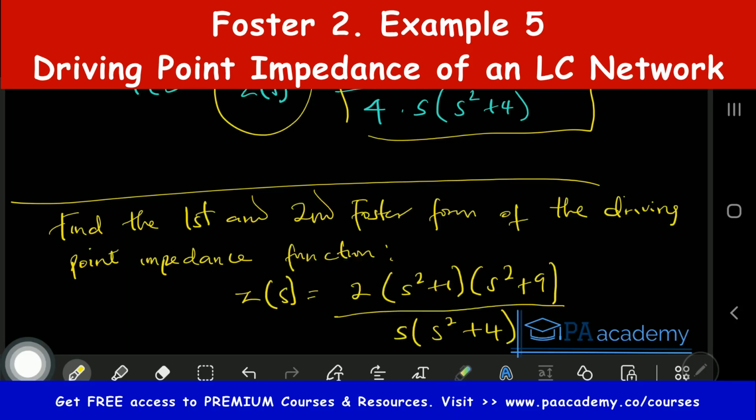So here is the question. It says, find the first and second Foster form of the driving point impedance function. So we have Z of s equals 2 into bracket s squared plus 1 into bracket s squared plus 9 over s into bracket s squared plus 4. So go ahead and attempt this and let me know what your answer is in the comment section.